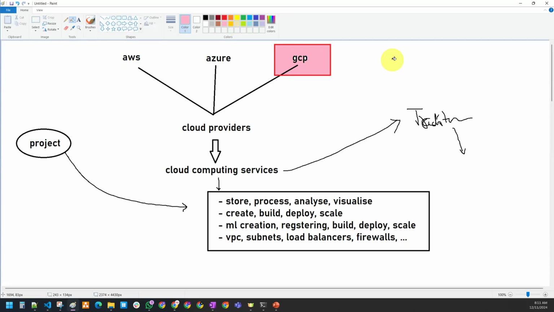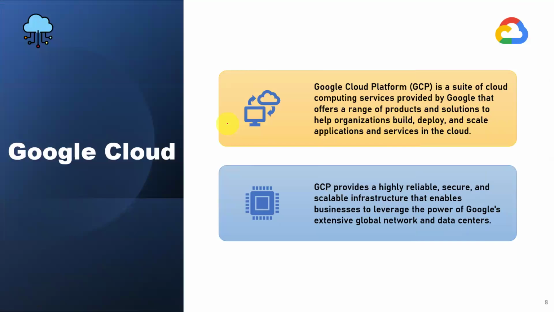Whatever the activity, these services are very useful for fulfilling project requirements. Okay, so that is what I have mentioned here. One such cloud platform is Google Cloud Platform. Google Cloud Platform is a suite of cloud computing services provided by Google that offers a wide range of products and solutions to help organizations build, deploy, and scale applications and services in the cloud.